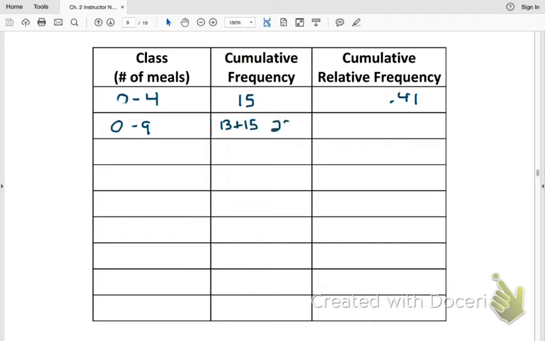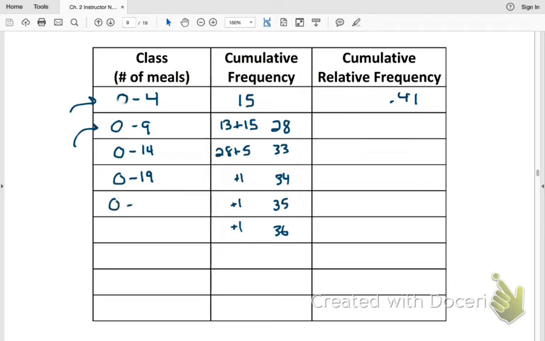And so the next will be from 0 to 14. Okay, and we had 5 additional people, so we can take our previous value of 28 and add the 5 on for 33. From 0 to 19, now looking at our previous frequency distribution, we had 1 additional person, 34, 35, 36. 1 additional person in each category. And so I'm just plus 1, plus 1, plus 1 to get to the next category.